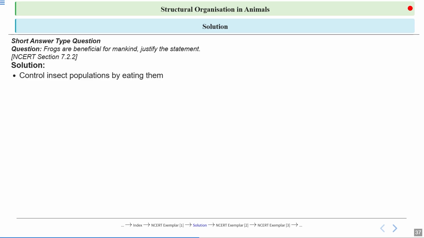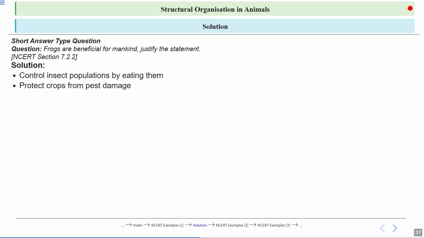Control insect population by eating them. First thing, they are helpful to humans by controlling the population of insects, right? Because at the time of rainy season, the insects breed in an exponential form. They increase their number very fast. So to check their population, these frogs are helping. They eat these insects and make their number less.